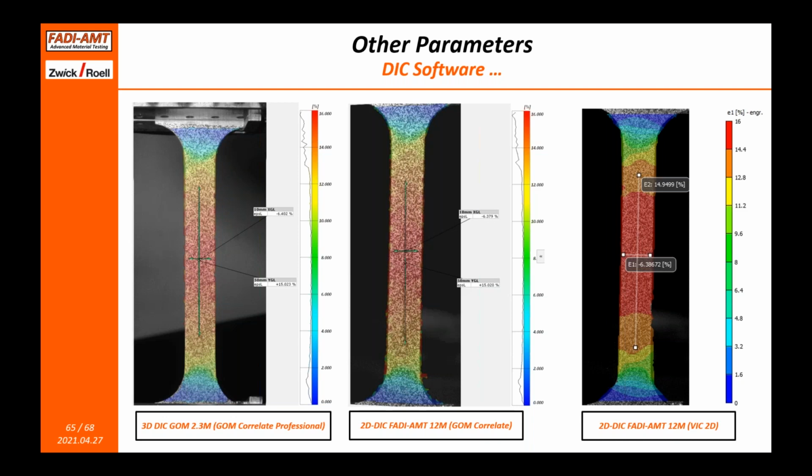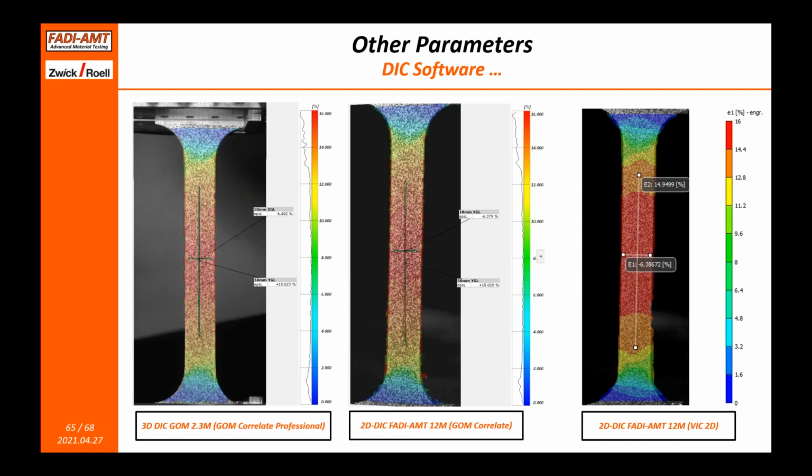And what we did is basically, we borrowed a license from our neighbors here in South Carolina, Correlated Solutions. Their software is VIC 3D or 2D. We borrowed the 2D license for a couple of weeks, and we used that license to process the same images we got from our 2D system. So this way we have a comparison between the commercial 3D system from GOM with the GOM Correlate professional software, a 2D GOM Correlate software output, and then the Correlated Solutions VIC-2D software.